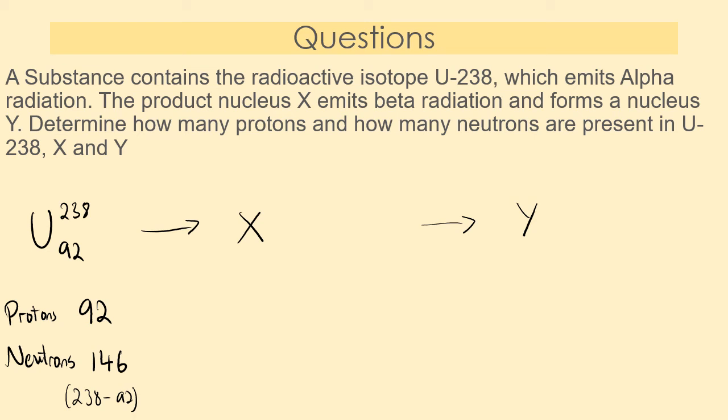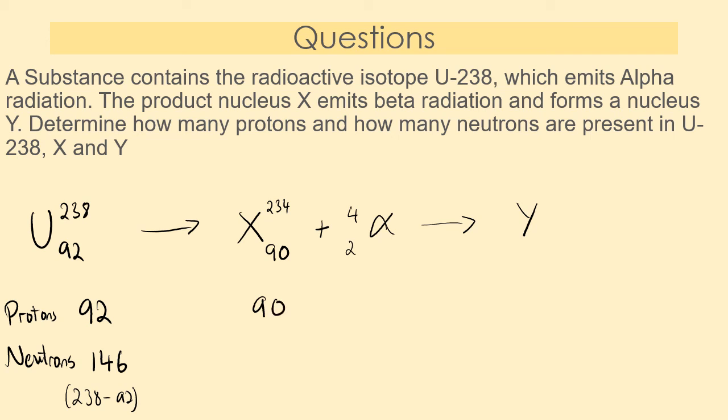My product emits alpha radiation. So my alpha radiation, I remember that. I've got to have a 2 and a 4 in my alpha particle. So I'll now take these away. So I'll do 92, take away 2 to get to this part. 92 take away 2 is 90. And my part up here, I'll do 238 take away 4. And that will give me 234. So my protons here are 90.